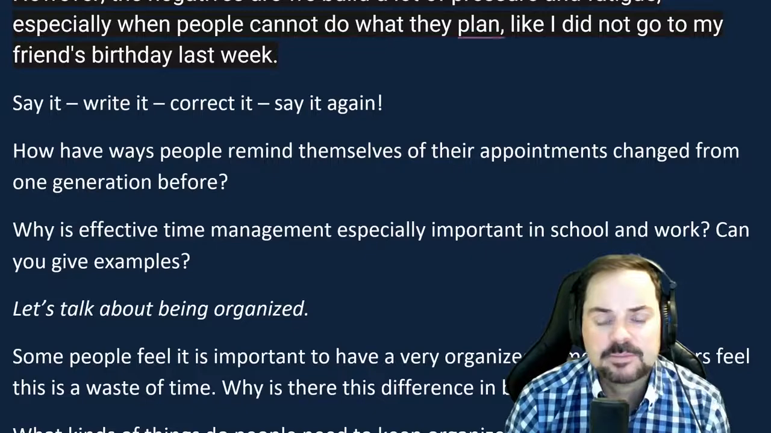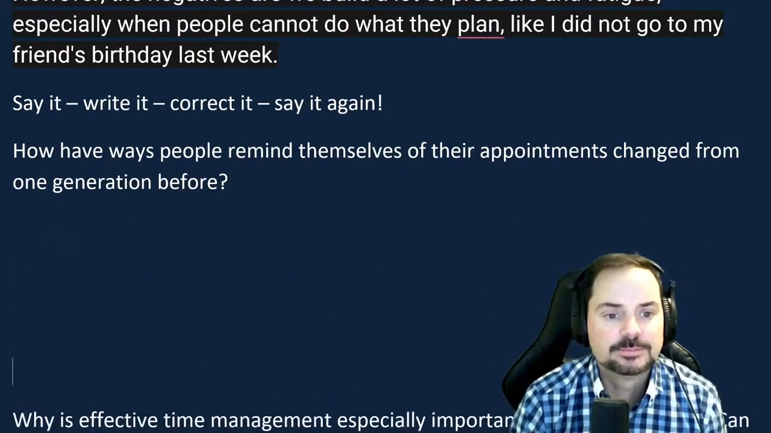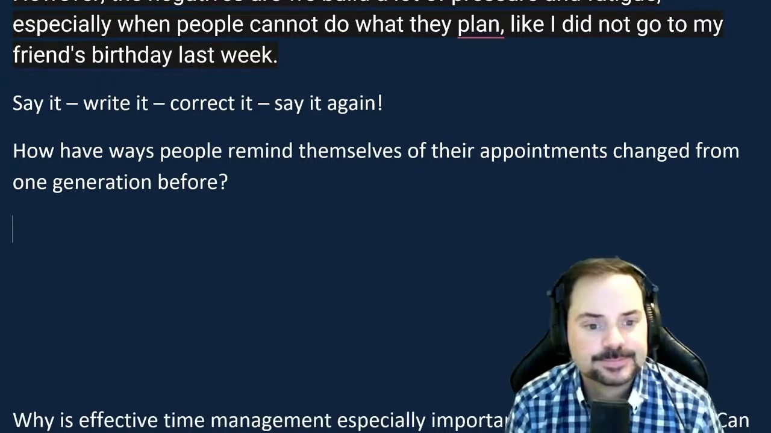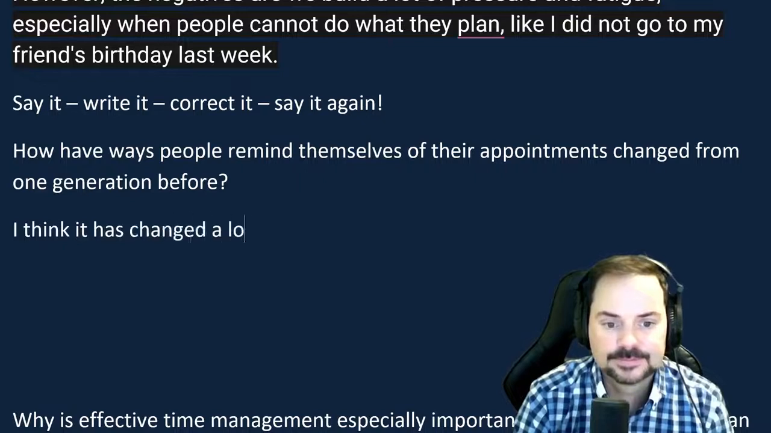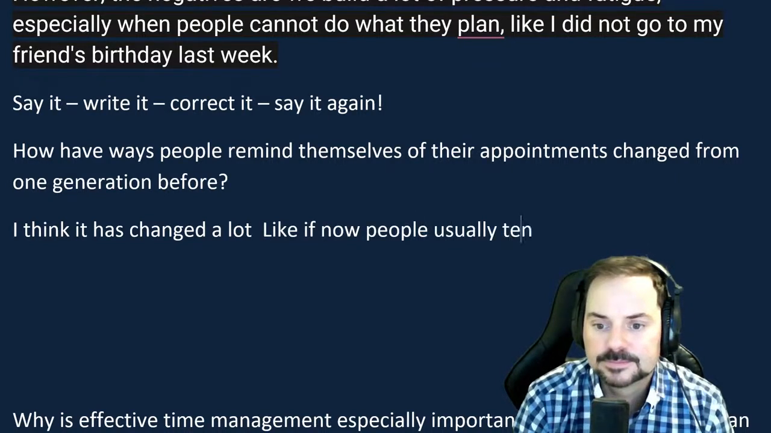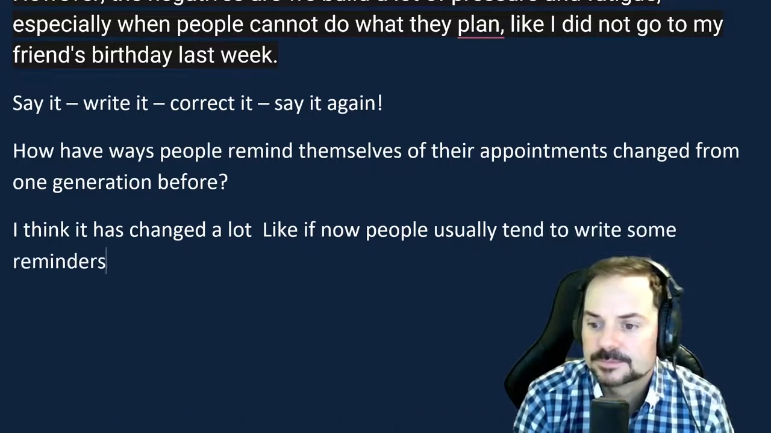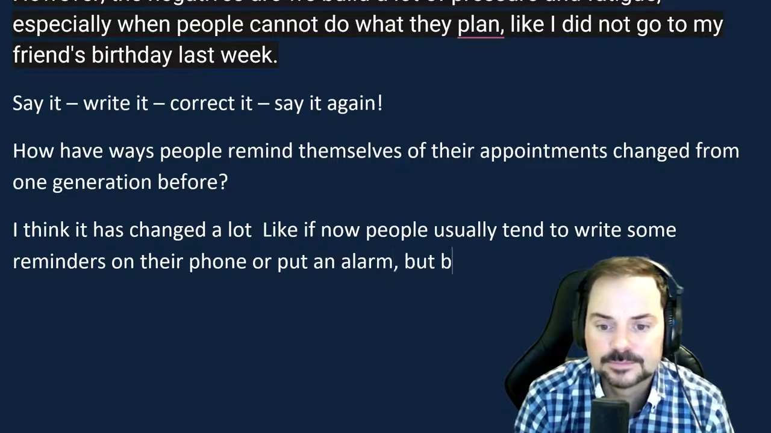How have ways people remind themselves of their appointments changed from one generation before? I think it has changed a lot. Now people usually tend to write some reminders on their phone or put an alarm. But before, I think people usually write some notes near their workplace or somewhere that their eye can catch it, so they won't forget about it.